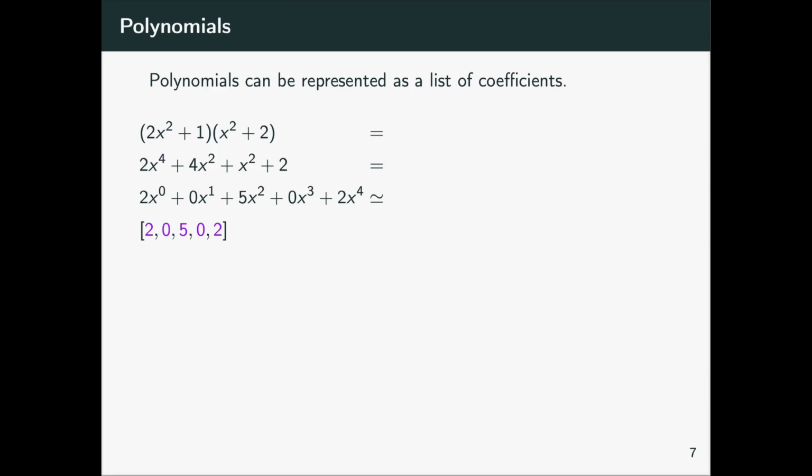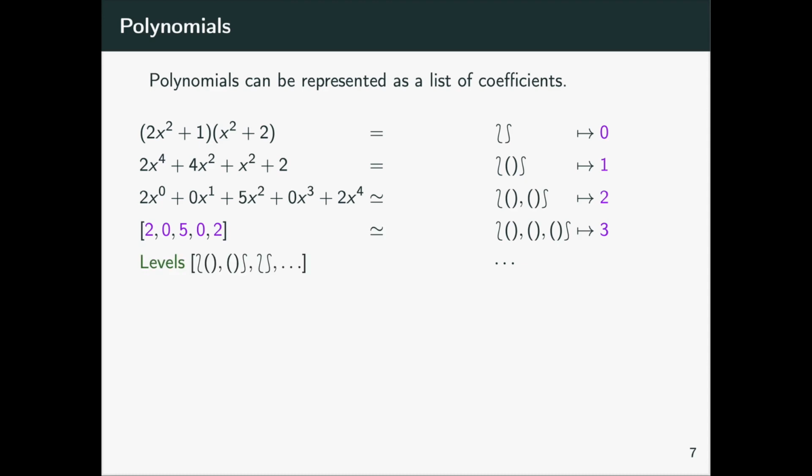This is the same, as it happens, as the levels monad when you set the type variable of the levels monad to unit. Because bags of units are isomorphic to the natural numbers, following this isomorphism where the empty bag is 0, single bag is 1, and so on. From this, the list of coefficients can be translated directly to a levels value, meaning that levels of unit is isomorphic to polynomials.